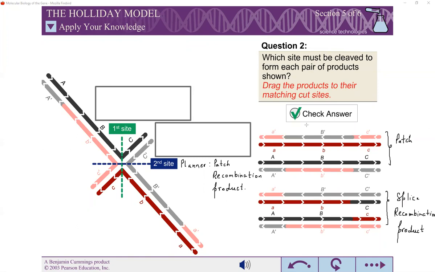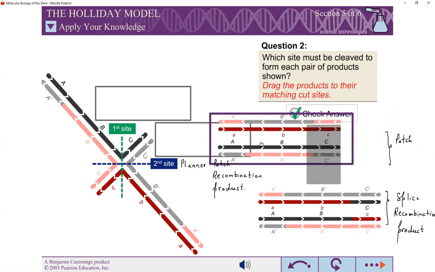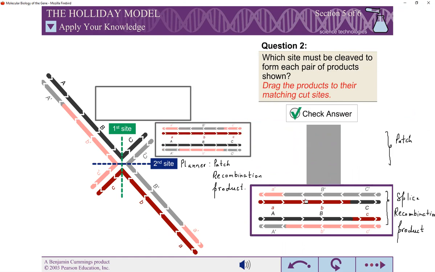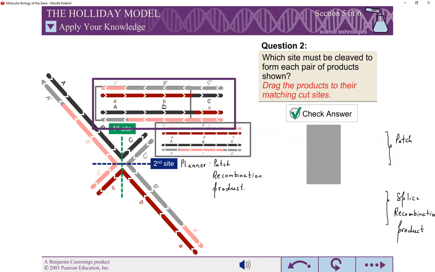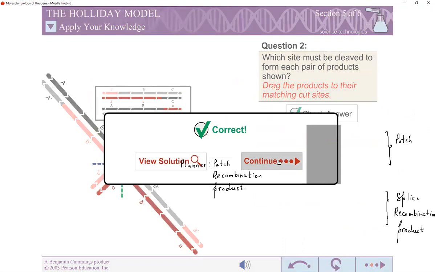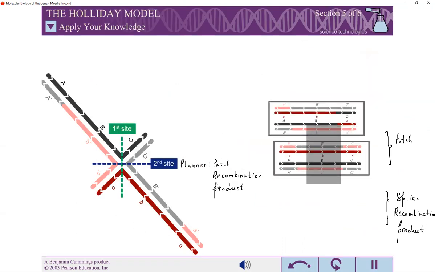You just have to look. This is the patch that has been exchanged. Okay, so take this and put it here. So let me take this and put it in the patch, and take the other one and put it in the splice. Correct. Okay, moving forward.